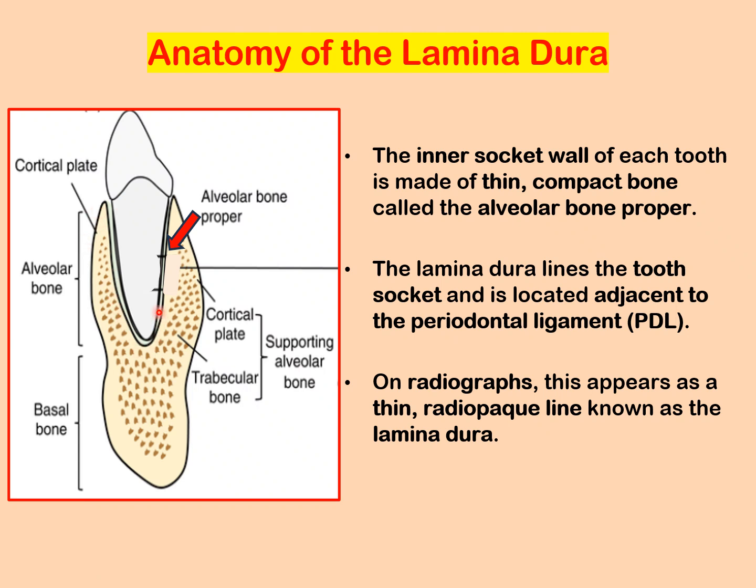So this is a tooth socket inside which a tooth lies in its position. So surrounding this socket lies the alveolar bone. So it has an outer socket wall and an inner socket wall. The inner socket wall of each tooth, which is made up of thin compact bone, is the alveolar bone proper. And this alveolar bone proper appears as a radio-opaque line radiographically, and it is known as lamina dura. So basically, lamina dura lines the tooth socket and it is located adjacent to the periodontal ligament.